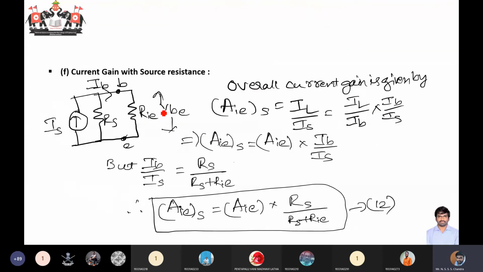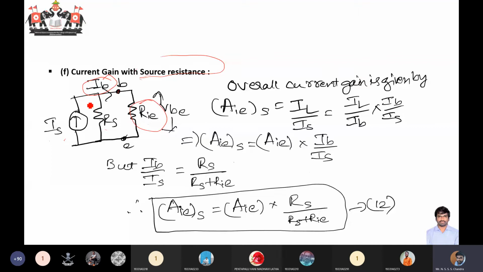Similarly, you can find out the current gain. I am now considering the supply as a current source. For a current source, how to represent the source resistance? Will you keep it in series or in parallel? Parallel, right? So I'm writing the signal source as IS in parallel with an internal resistance RS. And what is the input current for the CE transistor? Input current is IB, and the terminals are VBE. Again I am writing the input resistance as RIE.